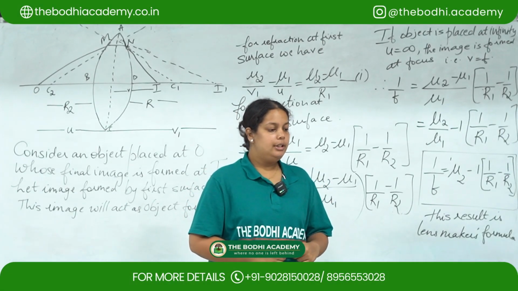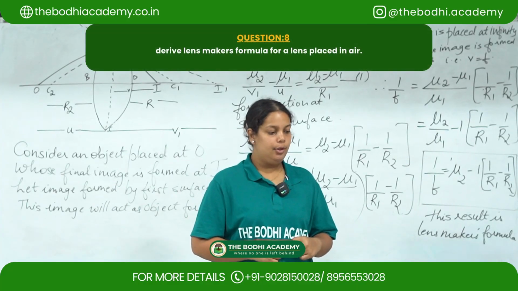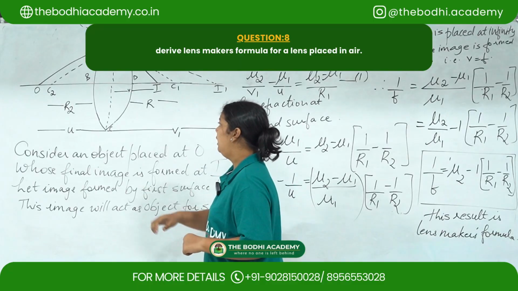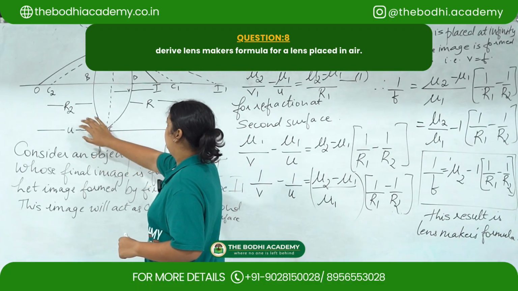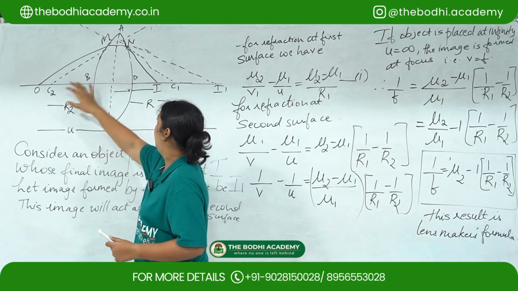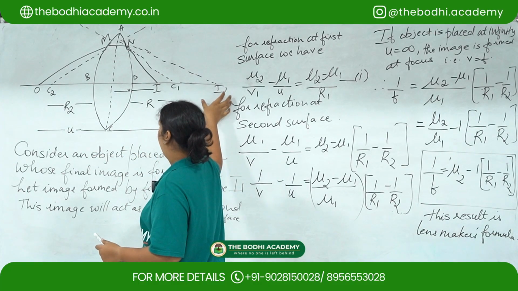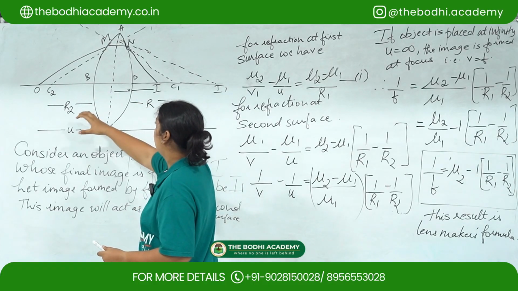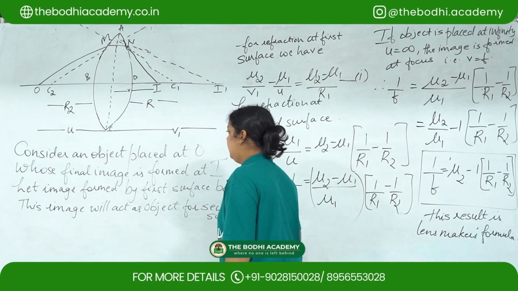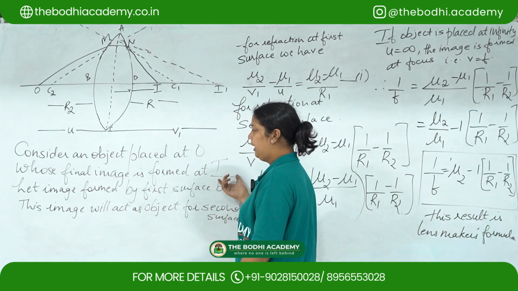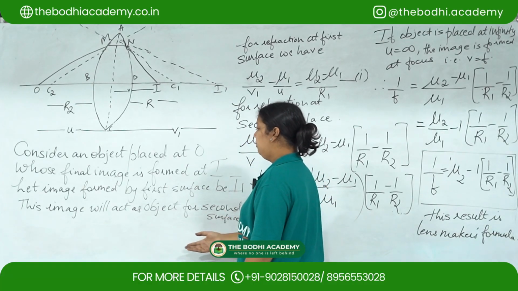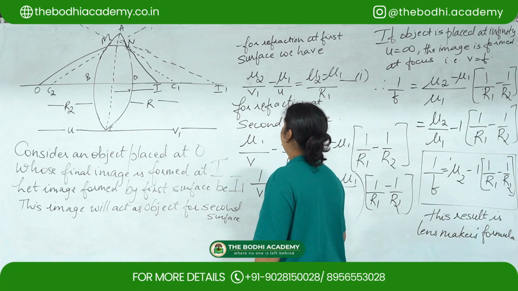Coming to the next question, derive the lens maker's formula for a lens placed in air. Coming to the ray diagram, we have a lens, and there is an object placed at O, and the image is formed at I1, but there are two surfaces, so the final image is formed at I. So consider an object placed at O whose final image is formed at I, and let the image formed by the first surface be I1. This image will act as the object for the second surface.